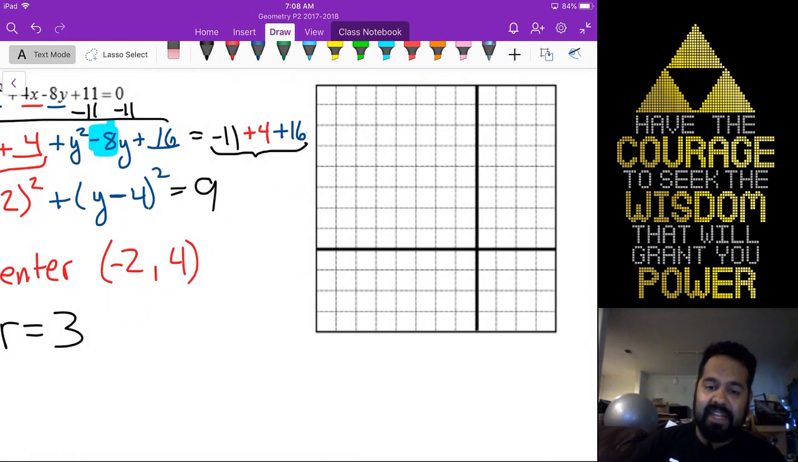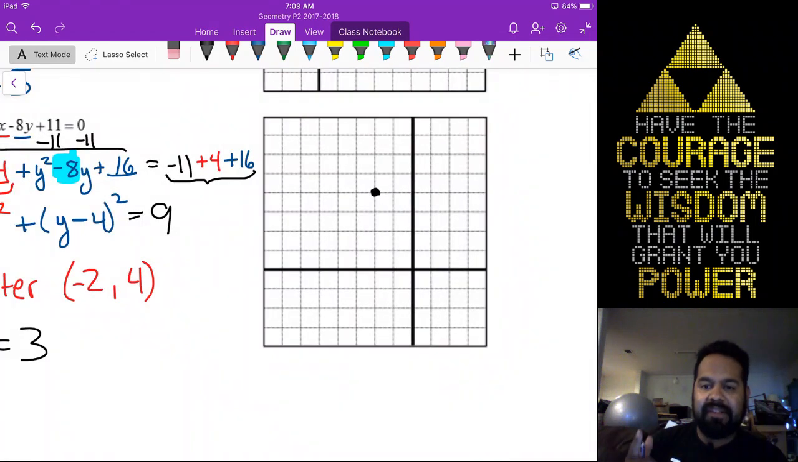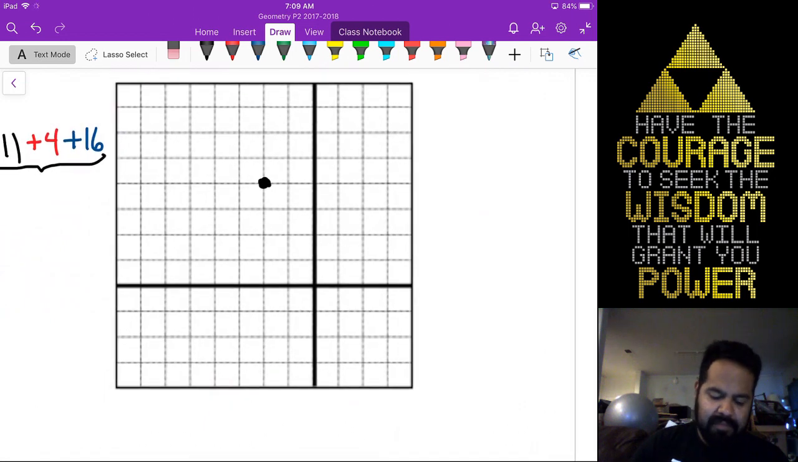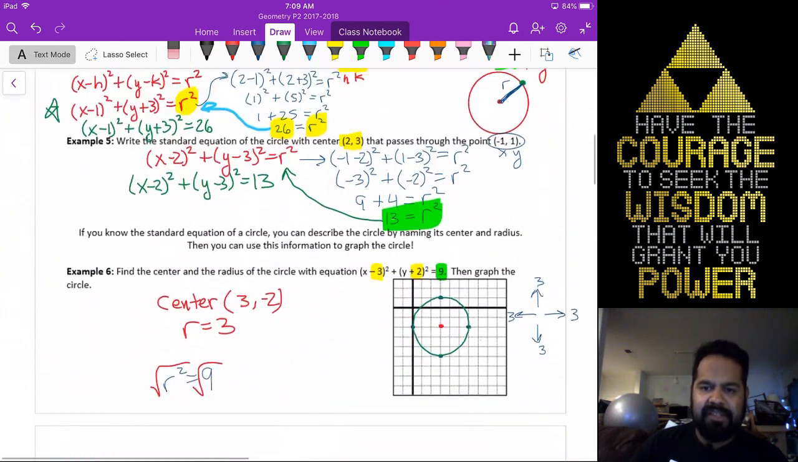Now we graph it. Negative 2 comma 4. And then we go ahead and go 3 units up, 3 units down, 3 units left, and 3 units right. All right. And then connect your dots. There we go. And that, my little critters, is the end of our lesson.